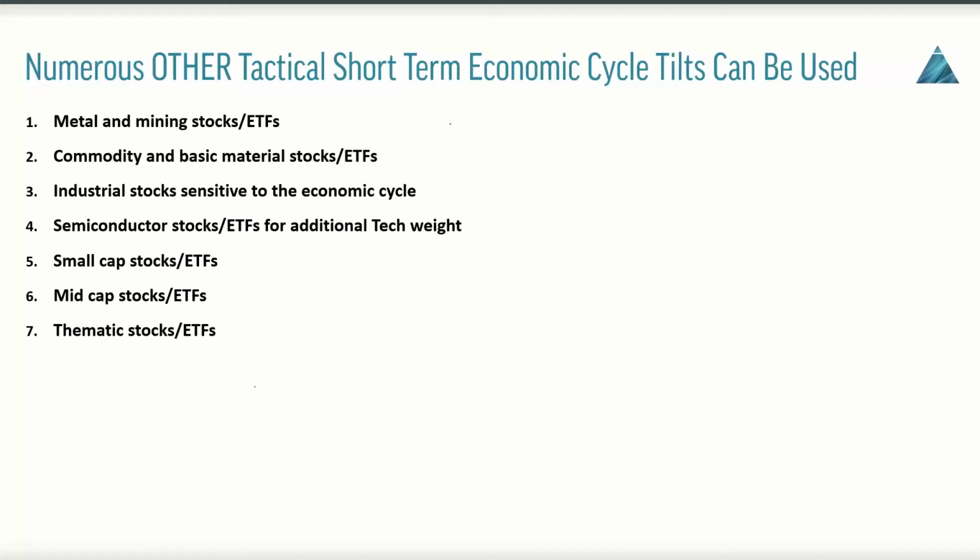Industrial stocks that are sensitive to the economic cycle as well. Some great names, right? The Caterpillars, the Deeres of the world, AGCO, you name it. Semiconductor stocks we just talked about, use the ETFs for additional tech weight as well. Small cap stocks, mid cap stocks, and even some thematic plays out there. In the past, we've talked about 5G. We've talked about not only the 5G super cycle, but all the technology that goes along with that. I maintain a list of those stocks. You can certainly email me, I'd be more than happy to send that over to you. But those thematic names, that growth play, will come back into favor. Right now, there's a really strong value rotation underway, but the growth theme will come back into favor at some point.